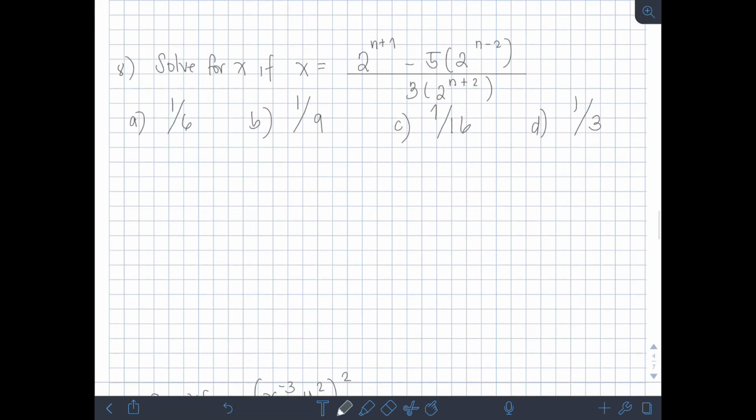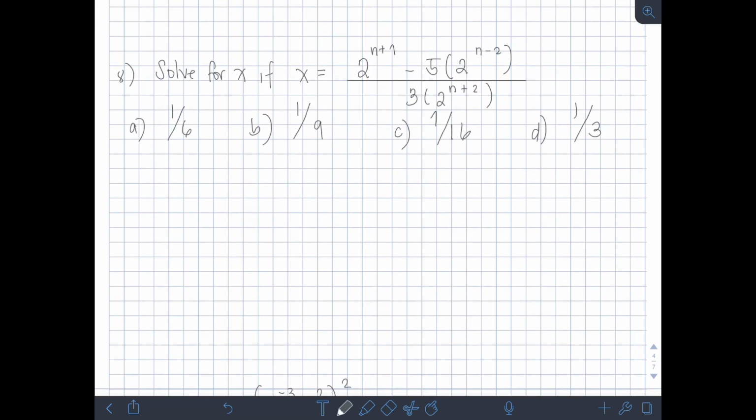Next, we have: solve for x if x is equal to 2 raised to n plus 1, minus 5 times 2 raised to n minus 2, over 3 times 2 raised to n plus 2. This one is easy. To solve for x, you can substitute any value for n, let's say n is equal to 1 or n is equal to 2. Then you can get the actual value of x, which, based on the choices, should be a constant.